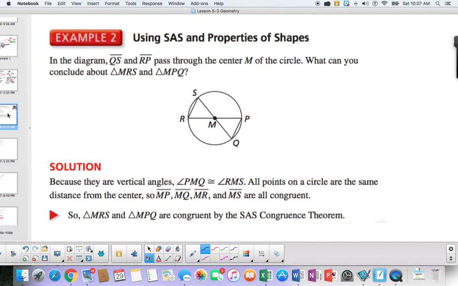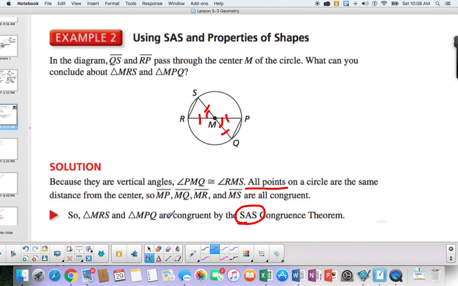All right, in this diagram we have a circle, and what can we conclude about these two triangles? Well, one of the things we can conclude is all of these are congruent to each other because it's a circle, and we know that all points on a circle are the same distance. We also know that these are vertical angles, so we can say that. And now we have our side angle side, so we can say these two triangles congruent.